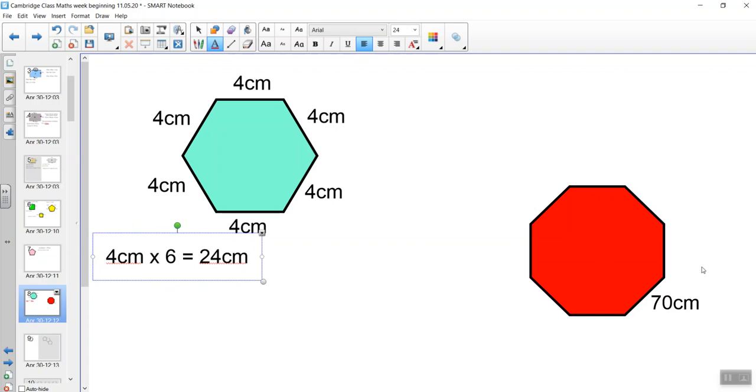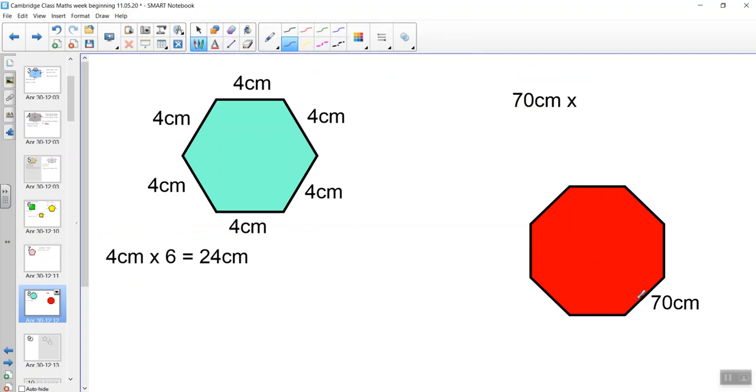Now, each of these is 70 centimetres. So I'm going to start off with that now. 70 centimetres. And it's a regular octagon, so all the sides are the same length. So 70 centimetres, how many times? Well, to help me to count, I'll put a mark on here. 1, 2, 3, 4, 5, 6, 7, 8 sides. So it's 70 centimetres, 8 times.